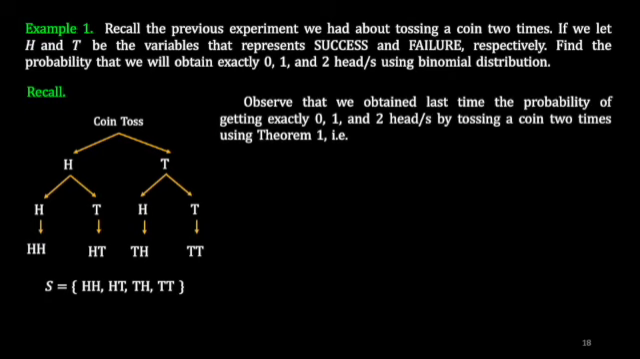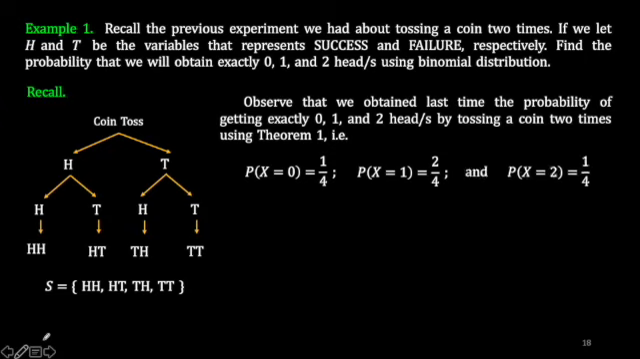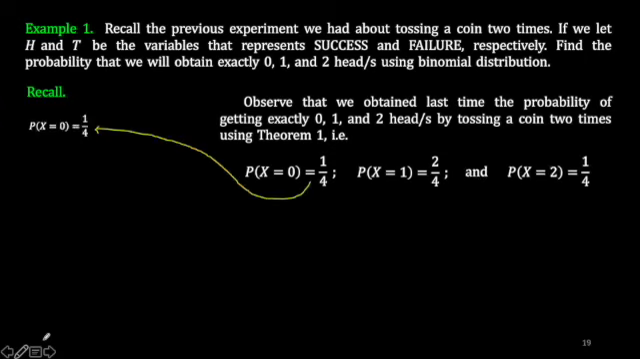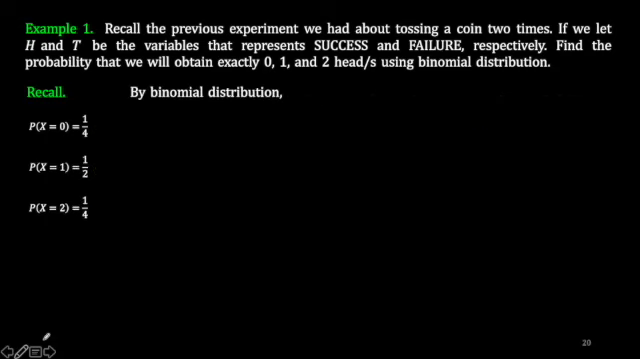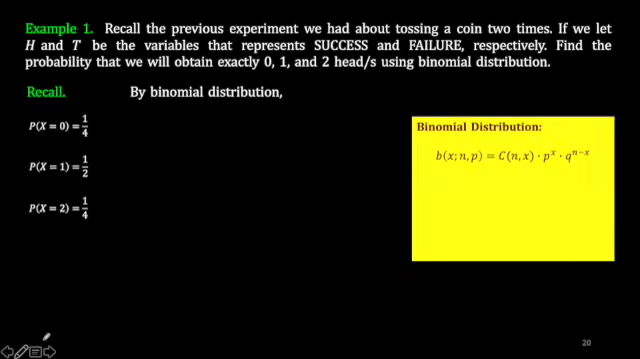By theorem 1, x is equal to 0. That is 1/4, yung probability. If x is 1, we have 2/4 or 1/2. And if x is 2, 1/4 ang kanyang probability. So, ilagay muna natin siya sa part na to. Yung tatlong yan. Then, we use binomial distribution.